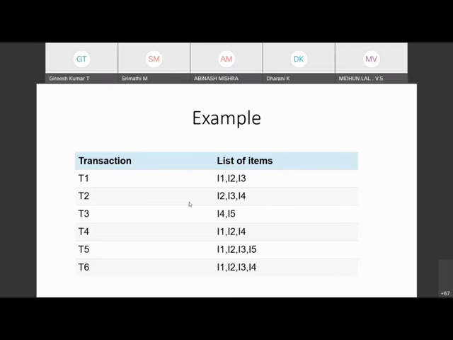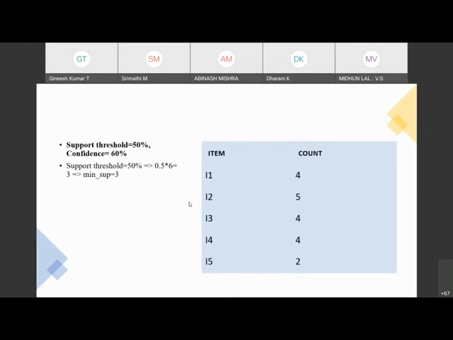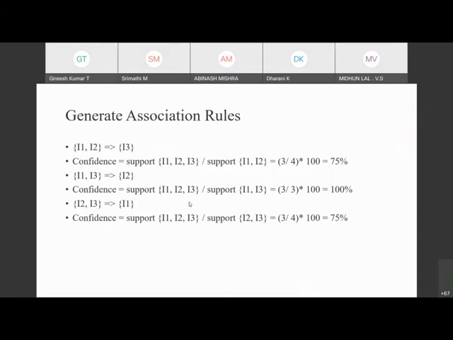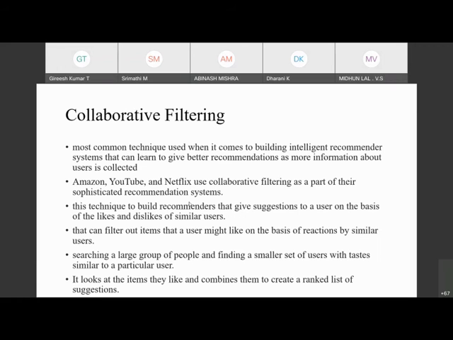Now we will go to the next technique, called collaborative filtering. We will discuss this concept for the next 20 minutes. So what exactly collaborative filtering does, I'll explain. Collaborative filtering is the most common technique used when it comes to building intelligent recommender systems. So this is related to recommendation systems.